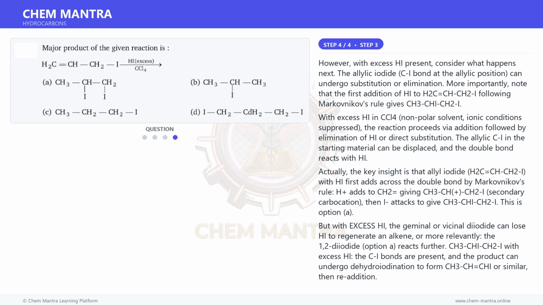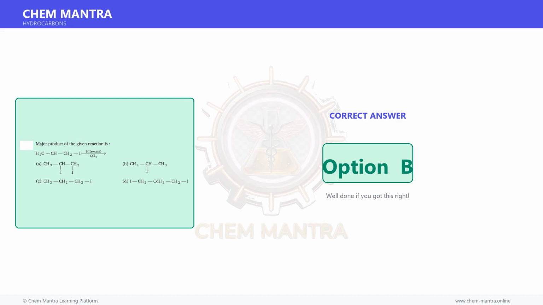Why other options fail? Option A would be the kinetic Markovnikov addition product, but not the major product with excess HI. Option C, 1-iodopropane, is anti-Markovnikov, not favored. Option D, 1,3-diiodopropane, has no reasonable mechanism here. Therefore, the correct answer is option B.